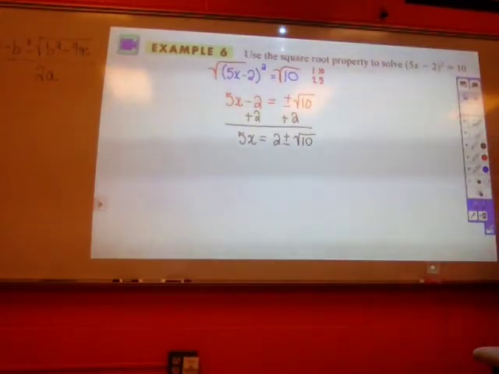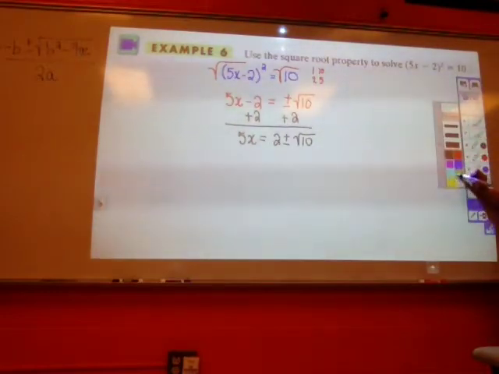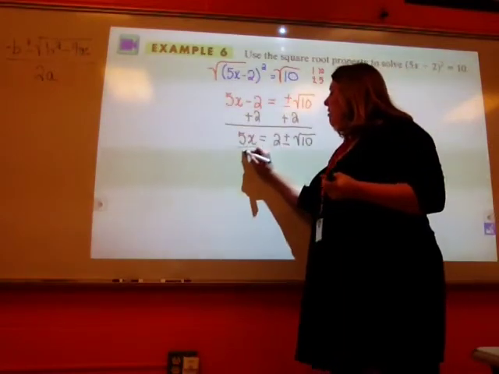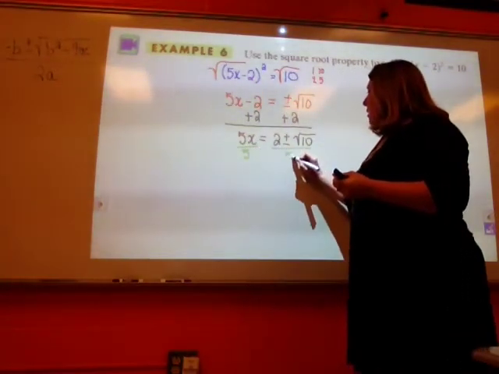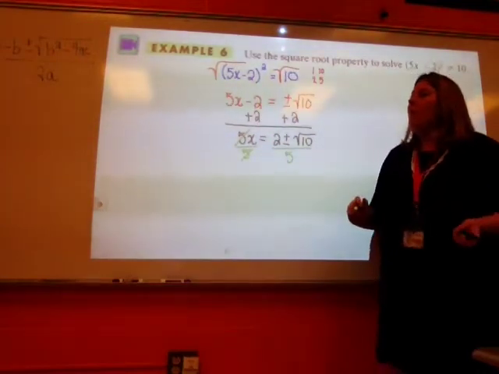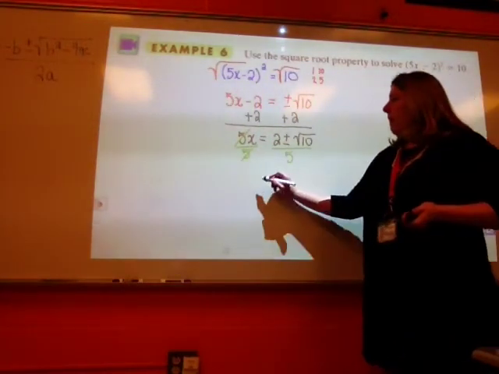How many of you wrote that on that side? 2 plus or minus square root of 10. Okay, not bad. Now what do we got to do? We got to divide by 5. See why inverse operations are so important? Now we got to divide by 5. Here these are going to cancel out. What do you think my final answer is going to be?